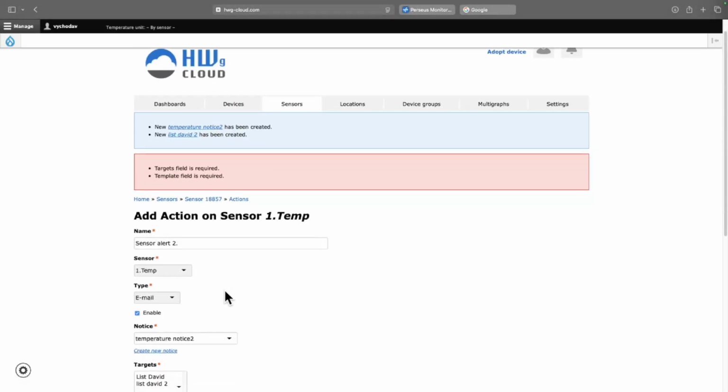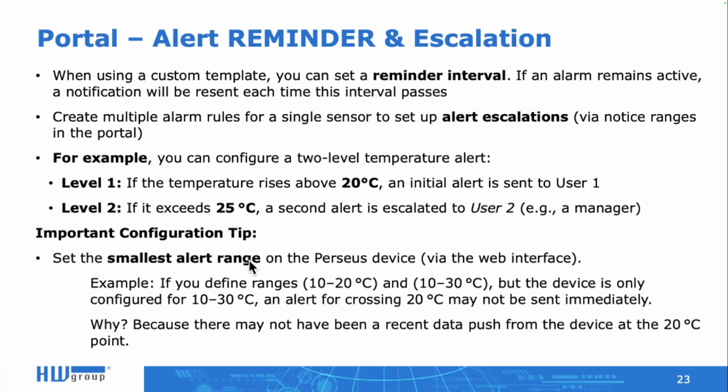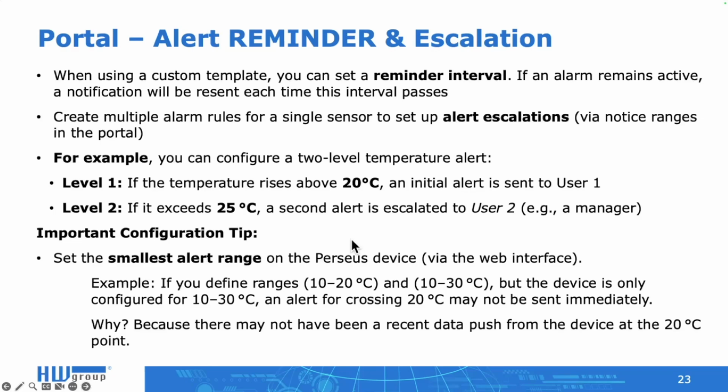To test the escalated alert, heat your temperature sensor until the value goes out of the first range to trigger an email to the first address. After a short time, heat it a little more to send the second alert to the second email address. For this escalation to work correctly, there is one important configuration tip. In the Perseus device portal settings, for that specific variable, you must set the device's own alarm range to the smallest range you use in the portal's escalation sequence.